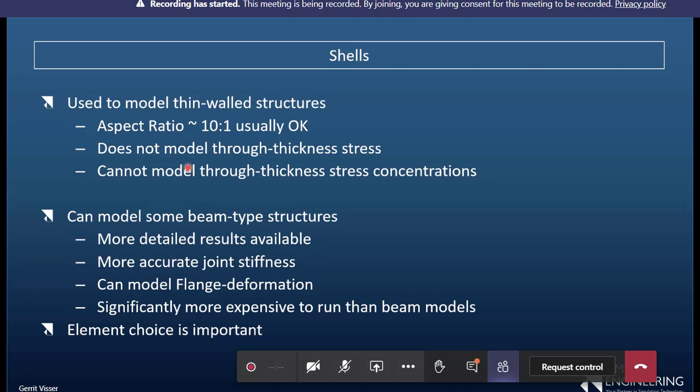Yes, there's strain through the thickness, but there's not stress through the thickness. So if you apply pressure to the one side, due to bending and so on, you'll see a stress, but definitely not due to the pressure directly applied to that structure.